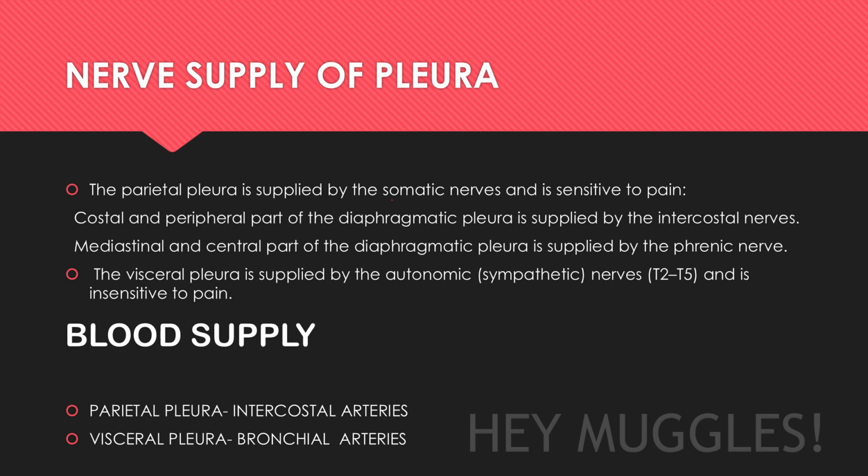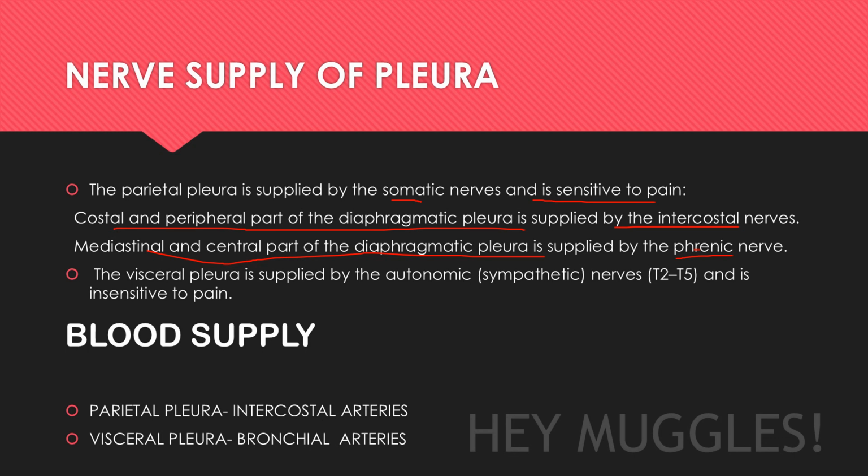Somatic means what? Via the skeletal muscles, and it is sensitive to pain, right? And the costal and the peripheral part of your diaphragmatic pleura is supplied by the intercostal nerves, and the mediastinal and central part of your diaphragmatic pleura is supplied by the phrenic nerve. Phrenic nerve is also providing motor innervation to your diaphragm.